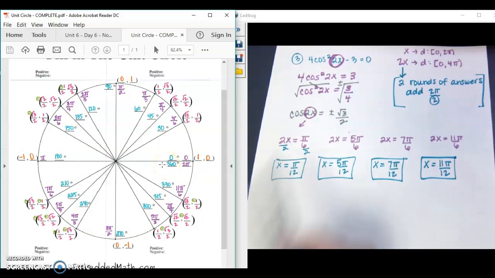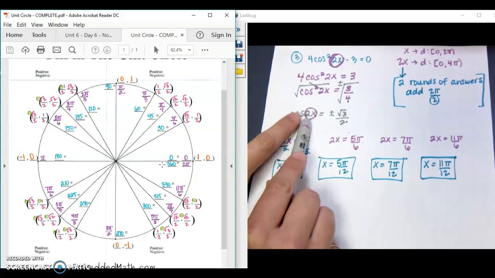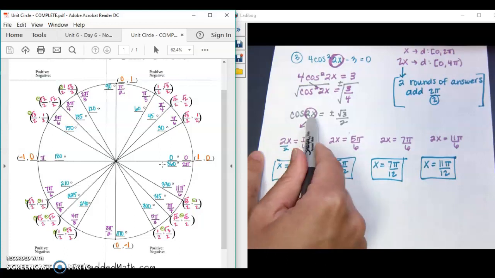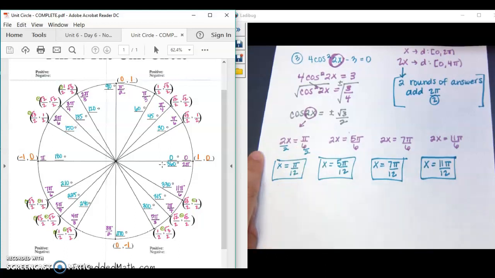Okay? So whenever you have a 2x here, this 2 tells you this is your first round of answers, you're going to have a second round. When we see a 3 here later, we're going to have 3 rounds of answers. It could be 4 rounds of answers. Don't normally get more than that, but that's what that means. So 2 rounds of answers.